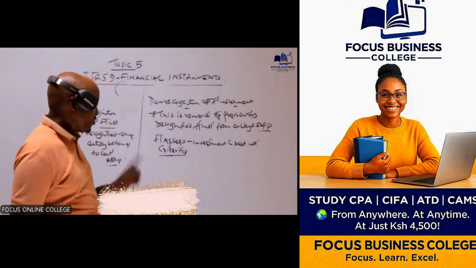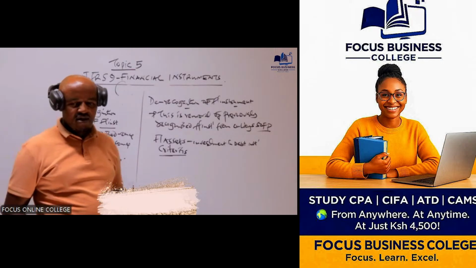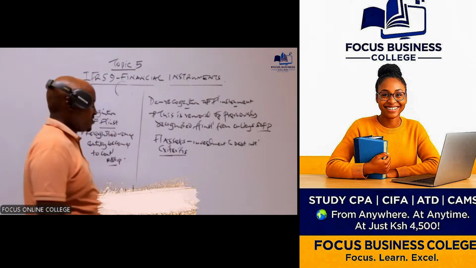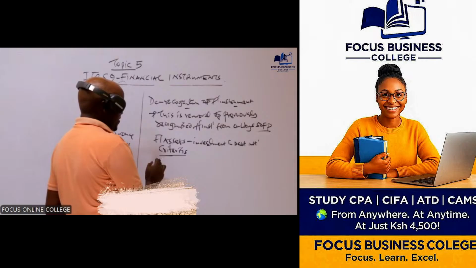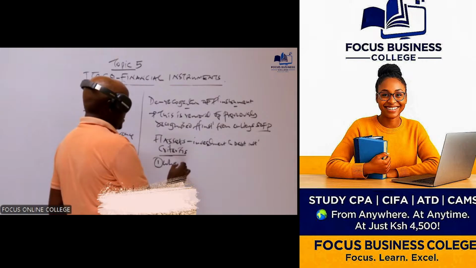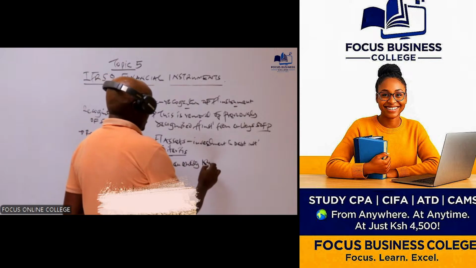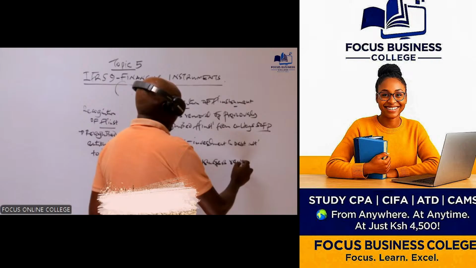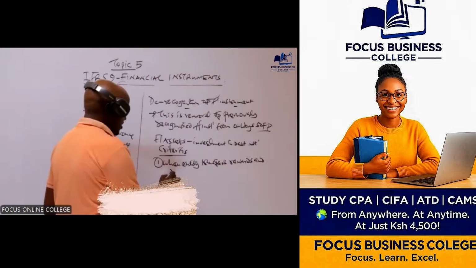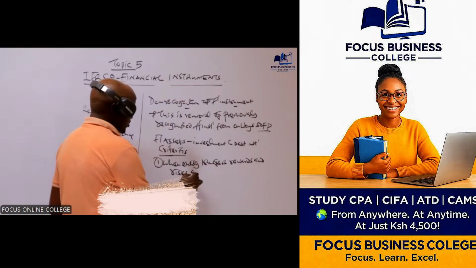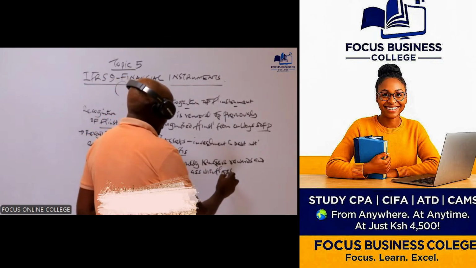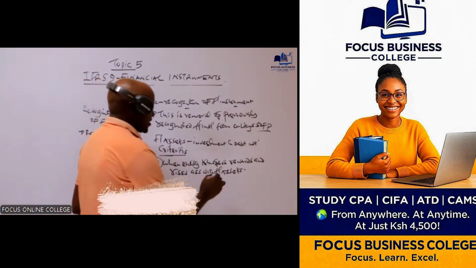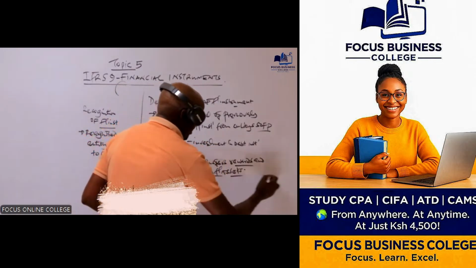So a question then arises: when should the company remove a financial asset from its books of accounts? There are two criteria when that may happen. One is when the entity transfers the rewards and the risks associated with the financial asset. When the entity transfers the risks and the rewards associated with the financial asset.